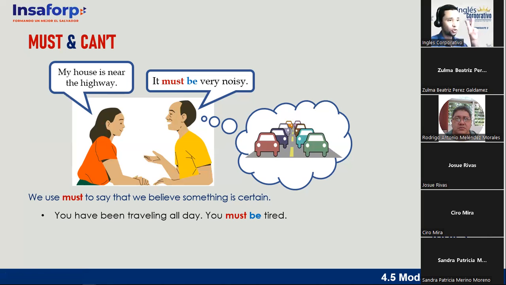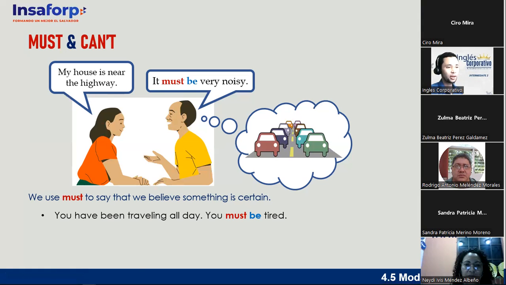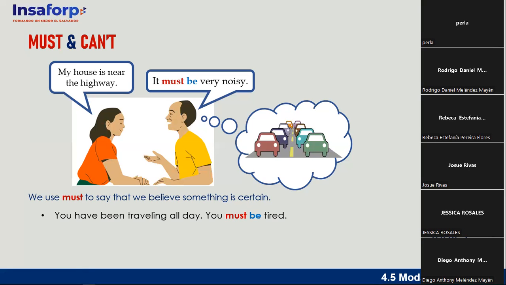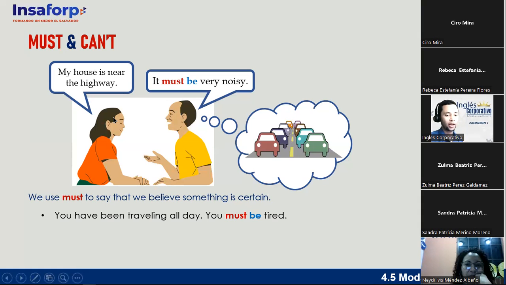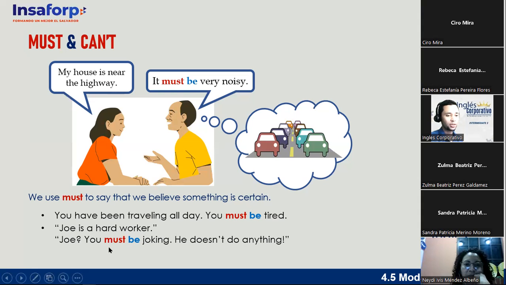Very good. I need two volunteers now to read the next example. Please. Two volunteers. Ciro, and I need one more. Who else? One more person, please. Okay, Rebecca. Okay, Ciro, you begin. And Rebecca, you read the second line.